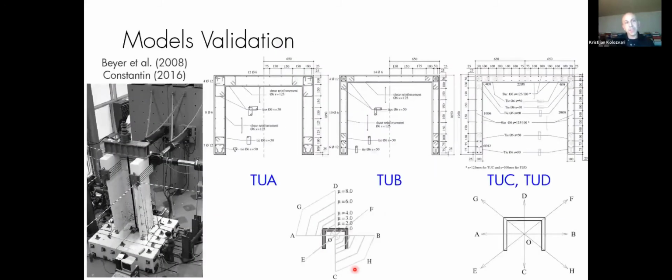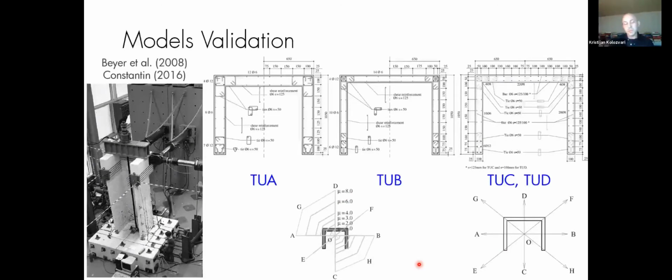So then in terms of validation of these models, we found these really, really well-documented tests from Katrine Baer from Switzerland and her student that essentially tested 4 U-shaped specimens under multi-directional loading. If you were studying reinforced concrete walls, you're probably familiar with these tests. As you can see, this TUA, TUB are loaded in this sort of a spider web type of a configuration. And then TUC and TUD, they had more diagonally oriented loading protocols.